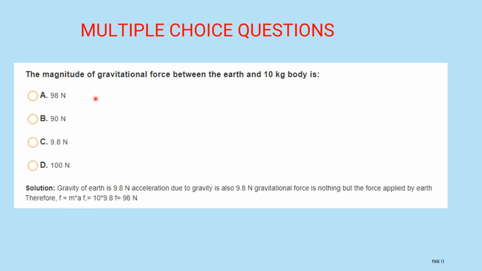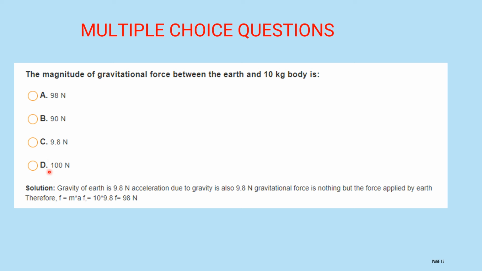The magnitude of gravitational force between the earth and a 10 kg body is? What is the gravitational force that exists between the earth and a body having 10 kg? They are asking the question. Option A, 98 Newton. Option B, 90 Newton. Option C, 9.8 Newton. Option D, 100 Newton.